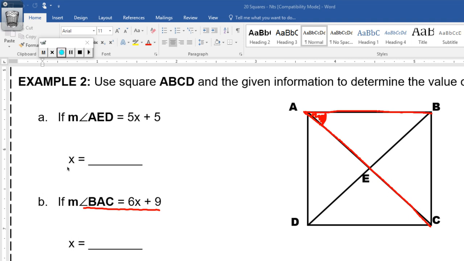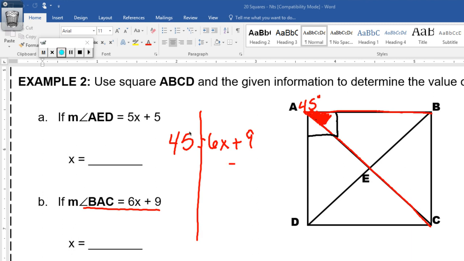The first thing we need to remember is that every single angle of a square measures 90 degrees. The diagonal is cutting the angle exactly in half. So that makes this angle 45 degrees. So to solve for this problem, all I'm going to do is 45 equals 6x plus 9. And then we're going to solve for x regularly. So we draw our line. We put our minus 9 on both sides. Cancel it out.